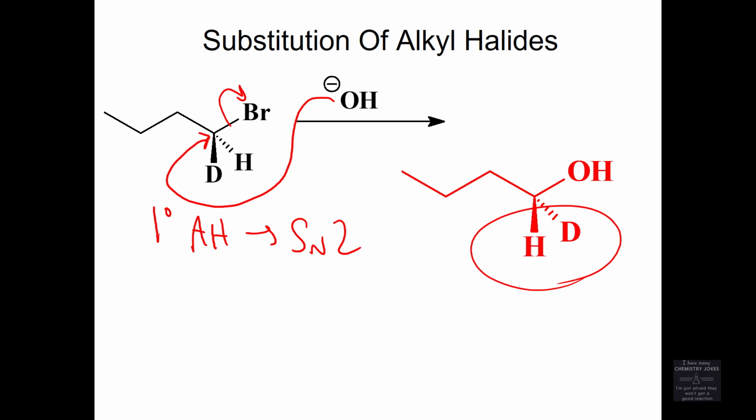And why did we swap around the D and the H? Because SN2 says inversion of configuration. So I did SN2 with hydroxide as the nucleophile. I got an alcohol. Yeah?